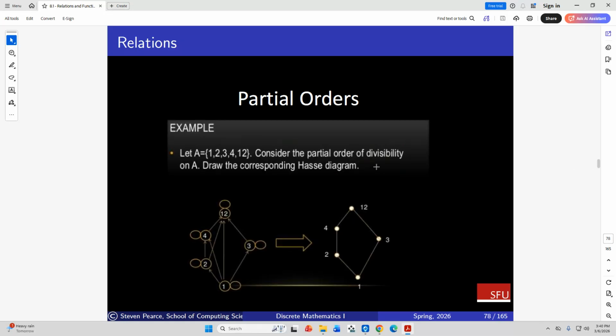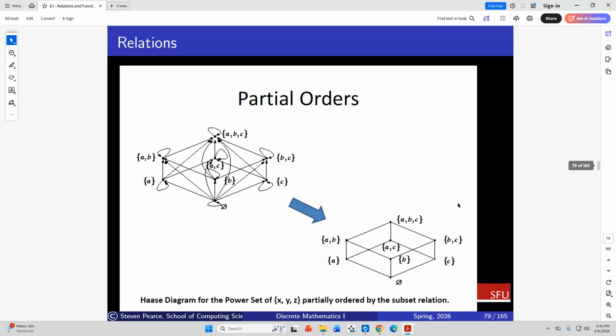So in doing that, we can reduce this diagram to this diagram. So no loops, and also we've got 1 goes to 2, 2 goes to 4, and 1 goes to 4. We got rid of that. I don't have to go through the whole thing. 1 to 3, 3 to 12, 1 to 12. We've got rid of that too. All right, you get the idea.